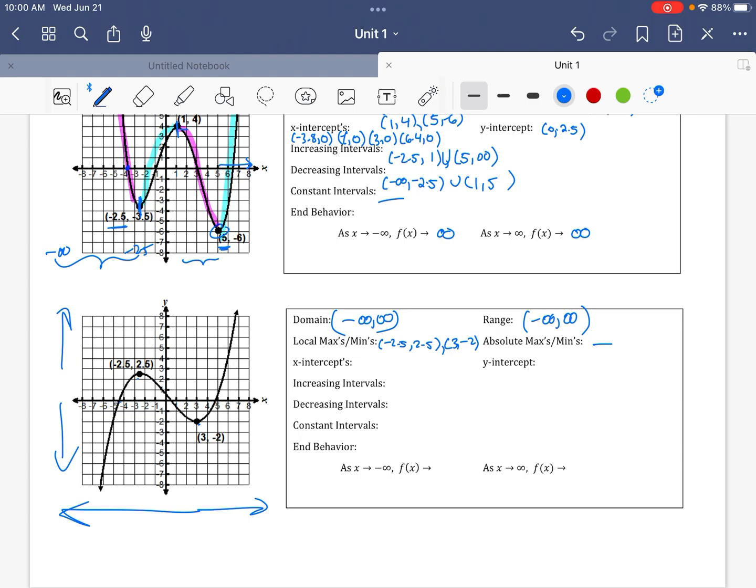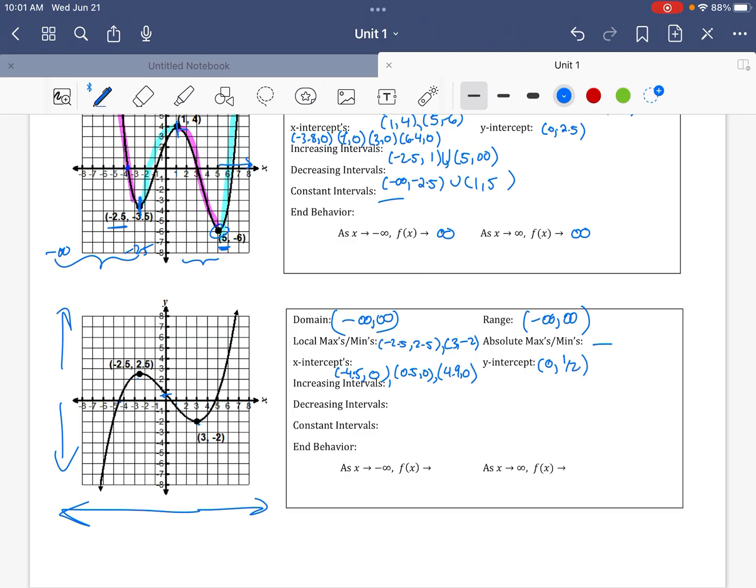X-intercepts, looks like 4.5. All right, looks like maybe 0.5. And 4.9. So, you know, I don't have the equation for this. I'm just kind of estimating from the picture. The y-intercept maybe looks like at about like a half.